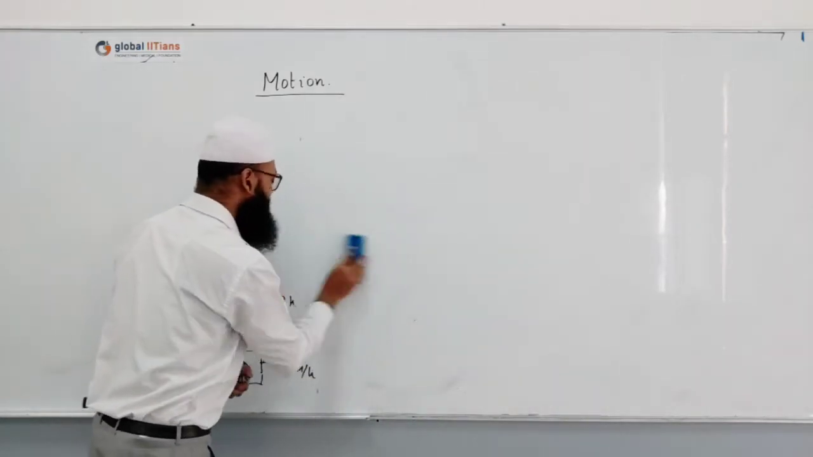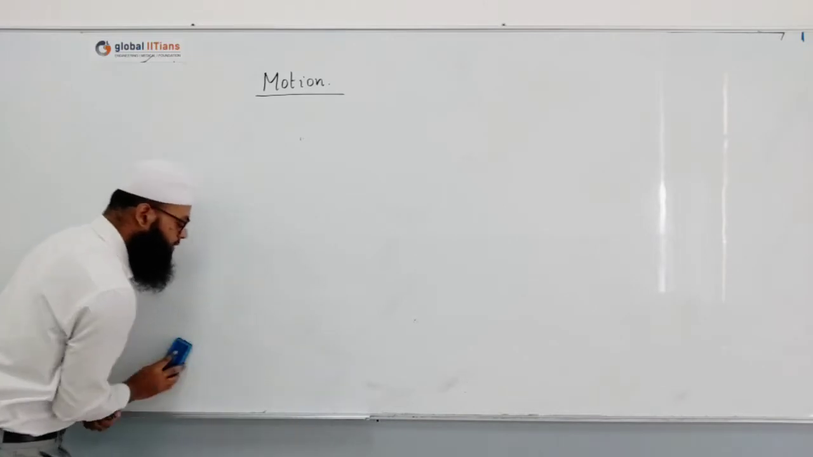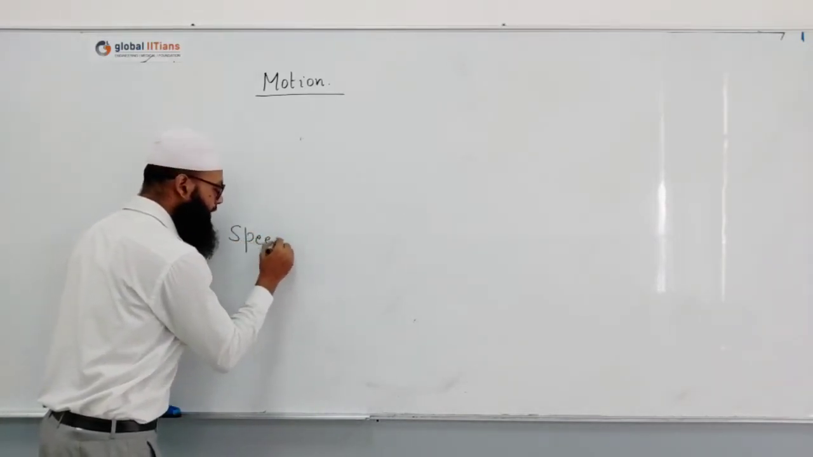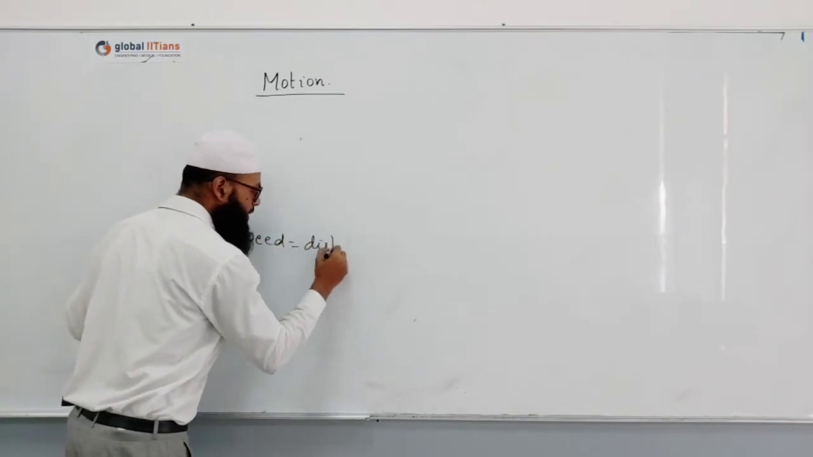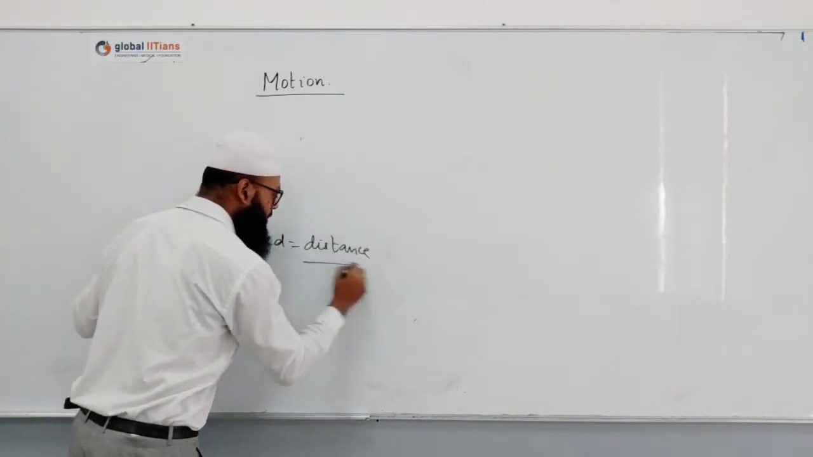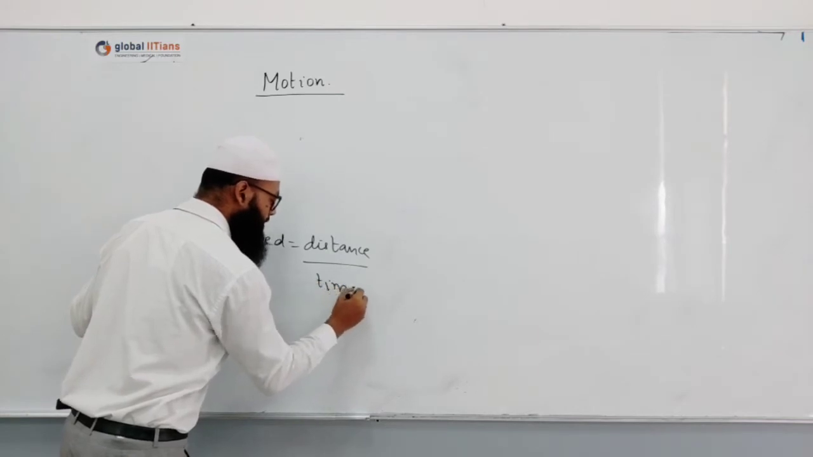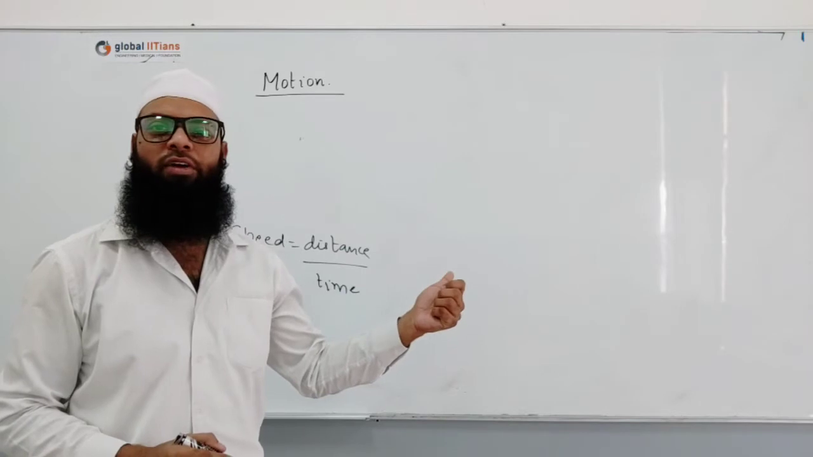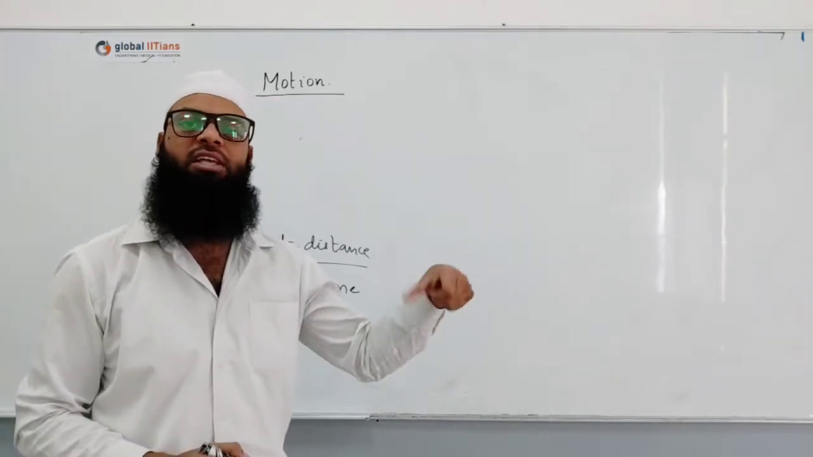For example, if I define speed, what is the speed? Speed is going to be distance upon time. Now, depending upon this particular thing, we can decide which particular body or which particular vehicle is having greater speed and which is having lesser speed.